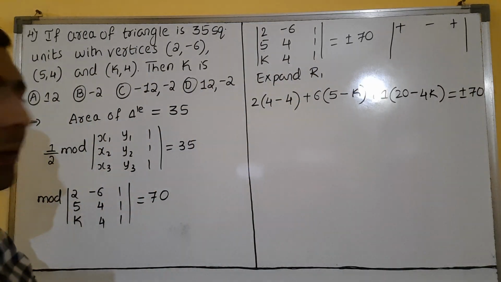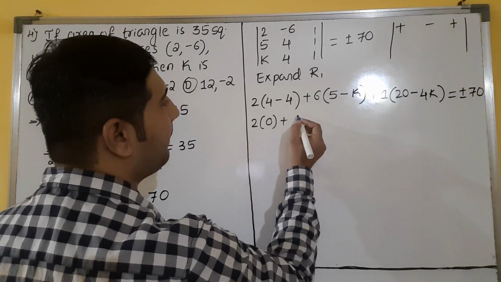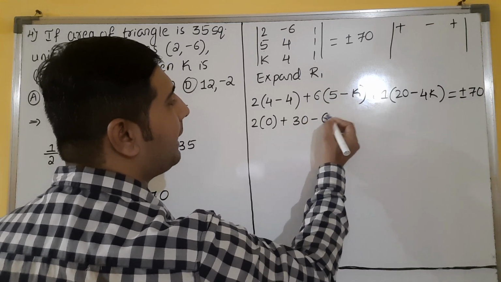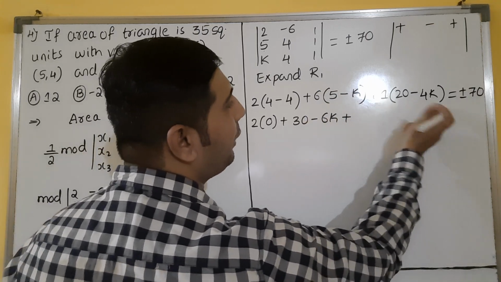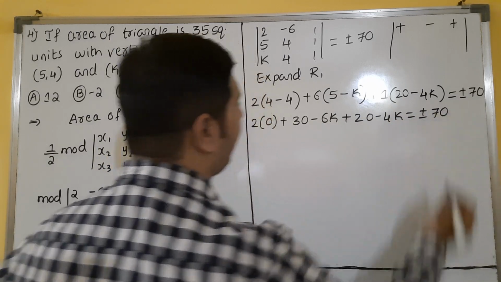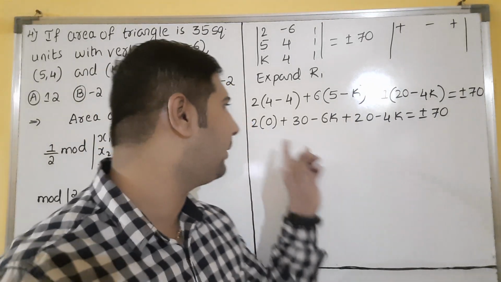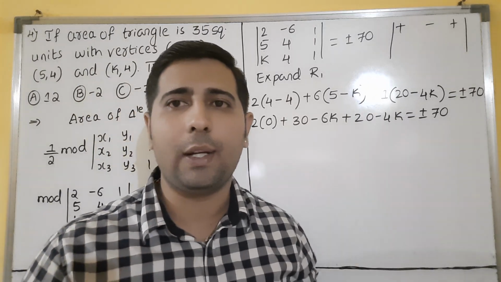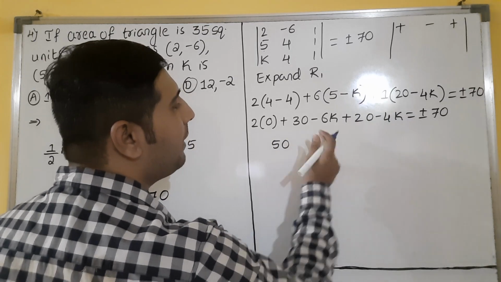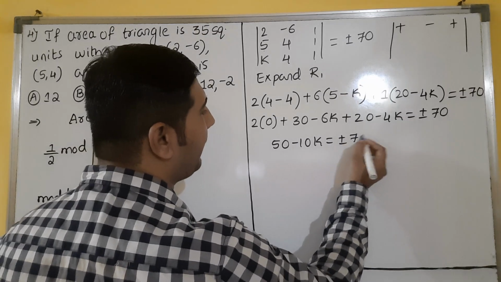I hope everyone has understood this one. So now see here, 2 into 4 minus 4 is 0, dear students. 6 into 5, 30. 6 into minus k is minus 6k. And now see, 1 into anything is the same only. 20 minus 4k I will write as it is, plus or minus 70. Understood everyone? 2 into 0 is 0, no need of writing. So now see, 30 plus 20 is how much? 50 minus 6k minus 4k is minus 10k, is equal to plus or minus 70.